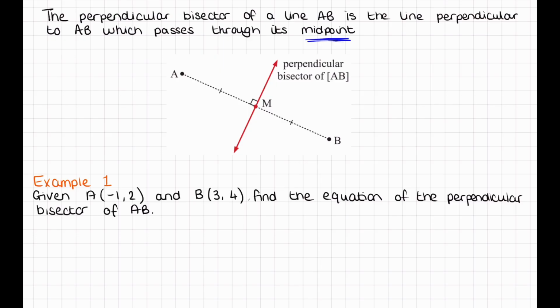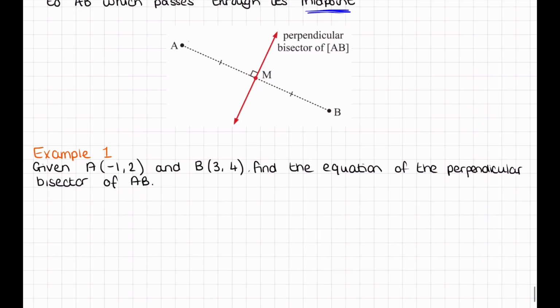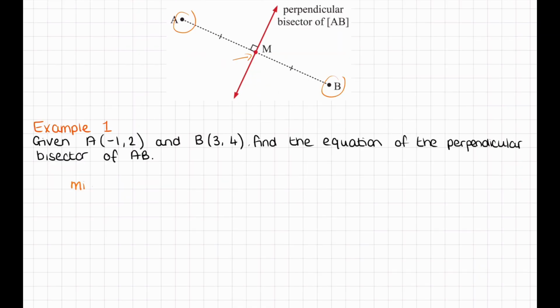Remember, we need a gradient and a point on the line to get this equation. Now, on the perpendicular bisector, neither A nor B will be on the line. If you look at the diagram above, say if A was here, B is here, the perpendicular bisector is directly in the middle. So the point on the line that we're going to substitute into our formula would be the midpoint. The first thing we need to find is the midpoint.